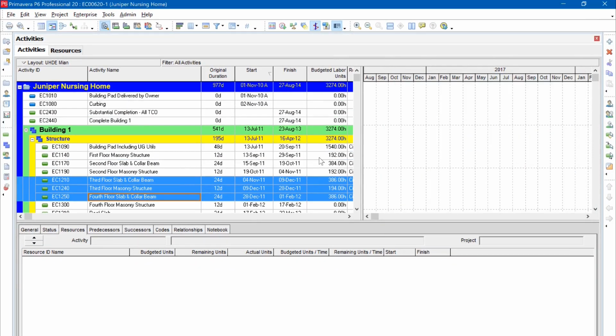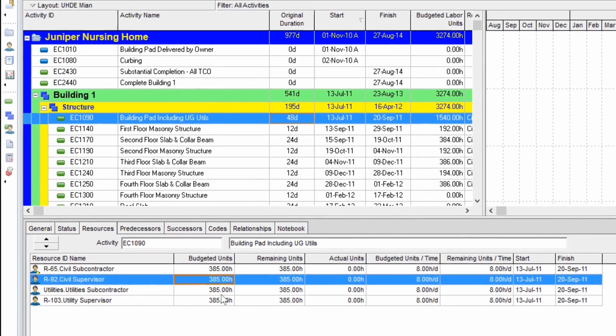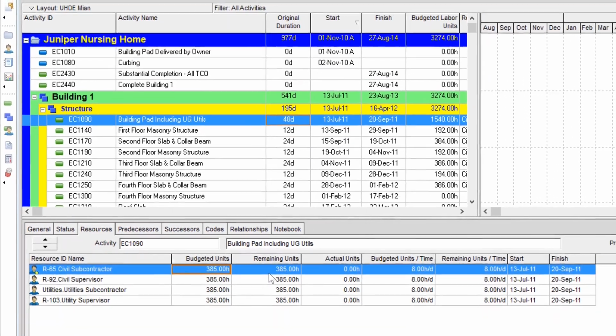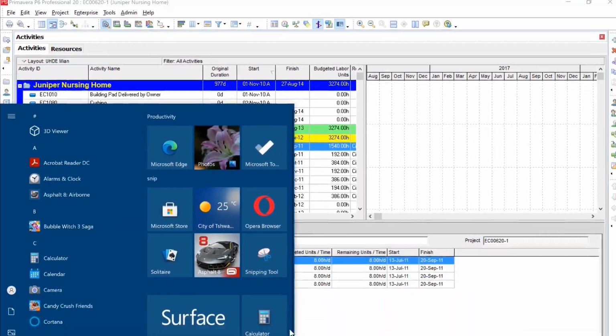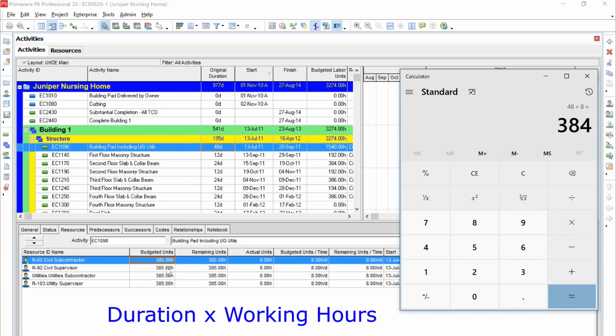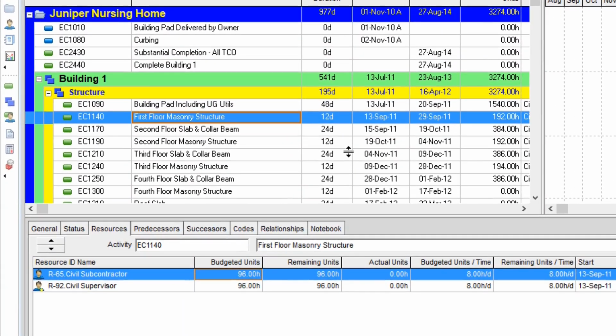So let's see what is the basis of these budgeted man hours. When we look at the budget units for each resource, we realize that again the base is the duration of the activity times working hours per day. 48 days in 8 hours, 384 hours. For the next activity, 96. Again, the duration times working hours per day. So it means again, the longer the duration, the more the man hours.